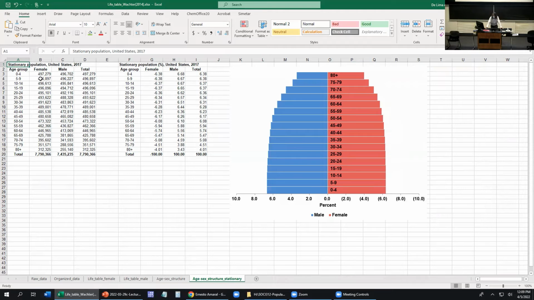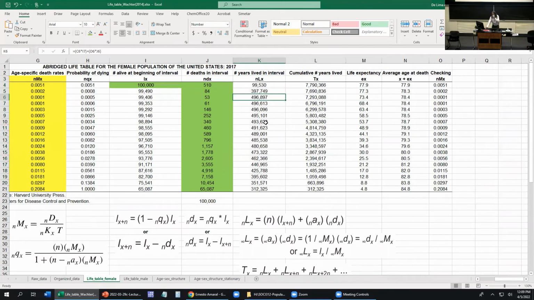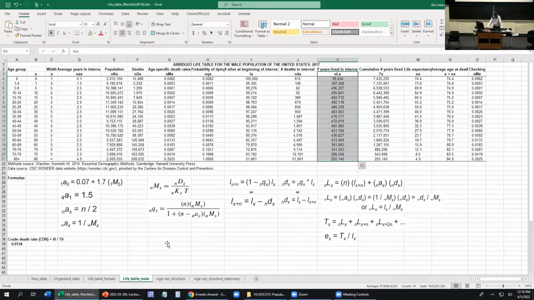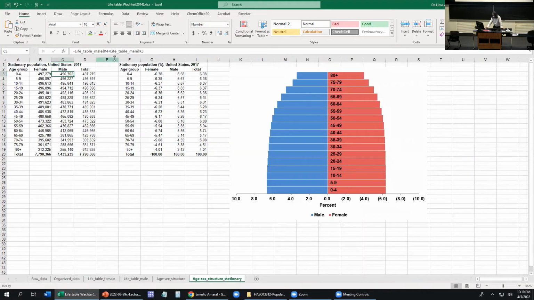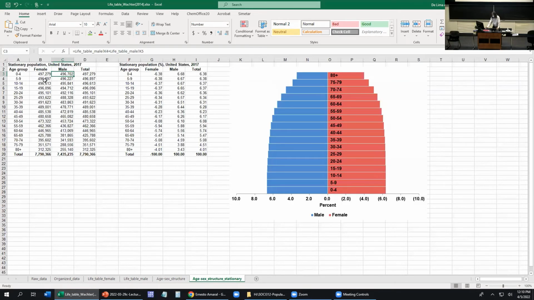So for example, here, from 5 to 9, 496,000 is exactly this number here, 496,000. That first cell there, I'm adding these two, 0 to 1 and 1 to 4, is here. For males, the same thing. 0 to 1, 1 to 4, I add them here. I'm adding the two cells, and then I get the other ones. And I use this as being my population. And then I calculate the distribution.